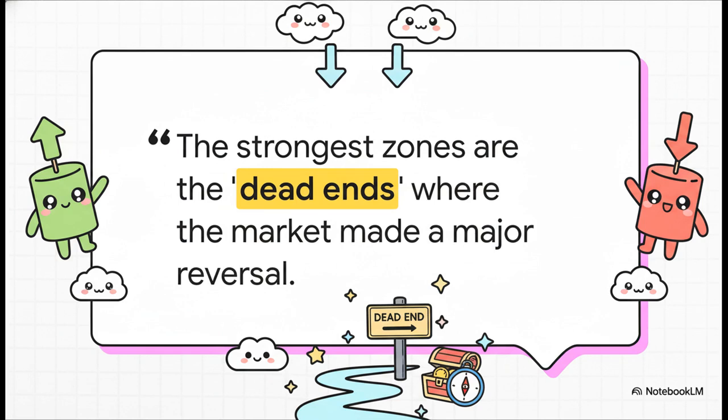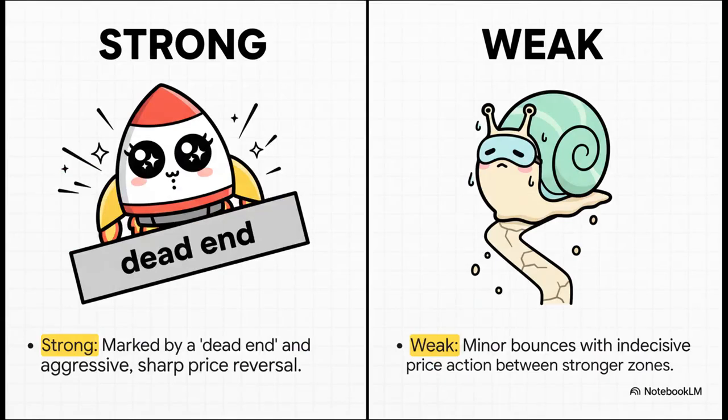They are so incredibly powerful because they represent a point of maximum emotion, either total euphoria or absolute panic. So how do you spot one of these strong levels in the wild? You look for aggression. A strong zone is born from a really sharp, fast move, like a stock suddenly rocketing up 40% in just 1 week. That shows a huge, aggressive push from buyers.